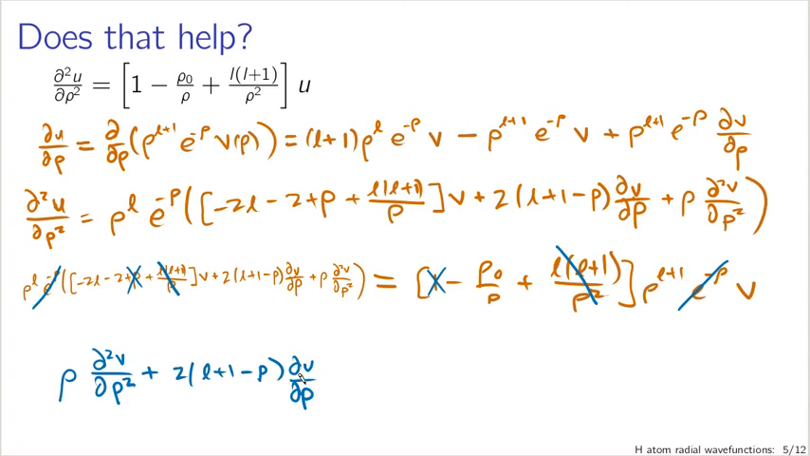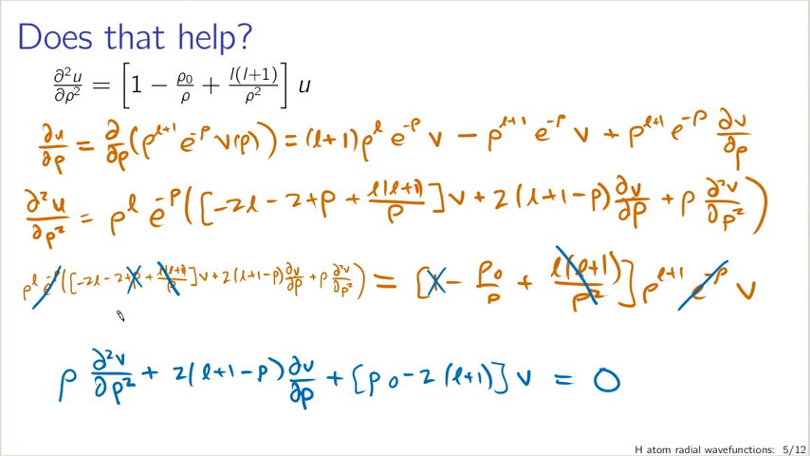We weren't able to cancel anything out having to do with first derivatives of v, since of course there aren't any of them on the right-hand side, plus rho naught minus 2 L plus 1 times v. And that's all equal to 0. So this is what we get for our simplified ordinary differential equation now for v.